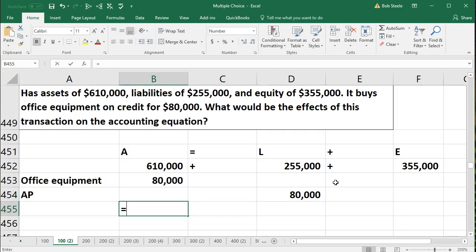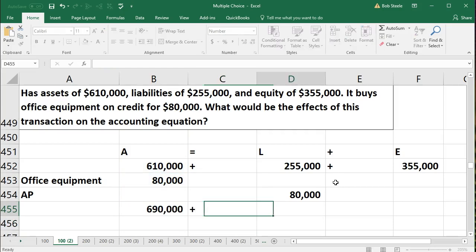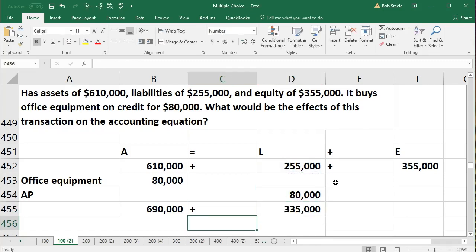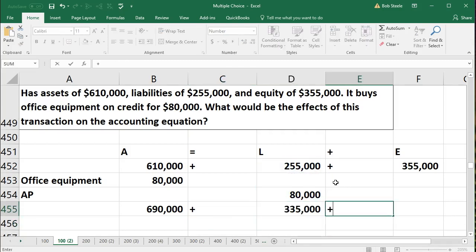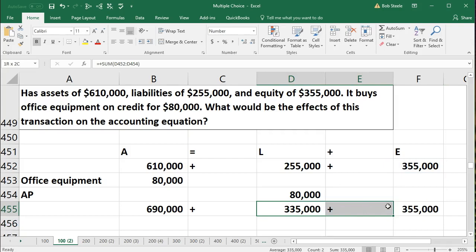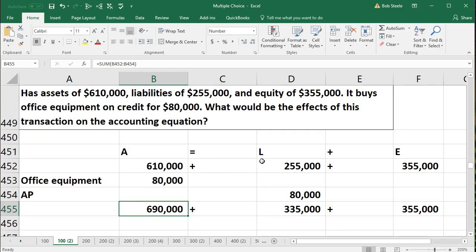So then if we add these up, the totals are going to be 610 plus the 80. That's 690 for the assets, which is going to equal the sum of the 255 plus the 80. That's going to be the 335 plus the equity, and we're just going to bring that down at the 335. If we add up the 335 and the 355, we get 690. Therefore, the assets equal the liabilities plus equity, and we would then say that assets are at 690,000, liabilities are at 335,000, equity is at 355,000.